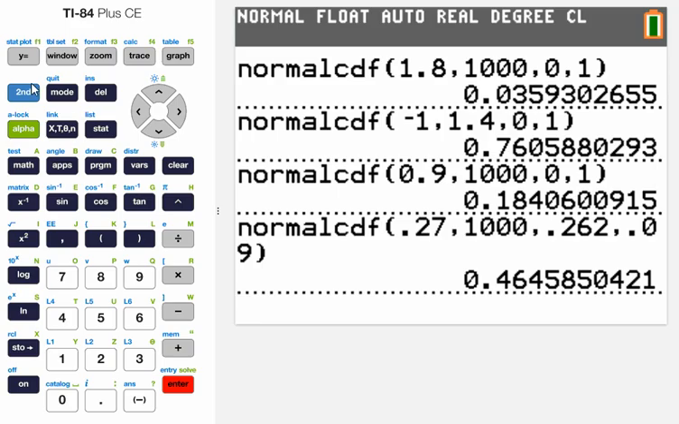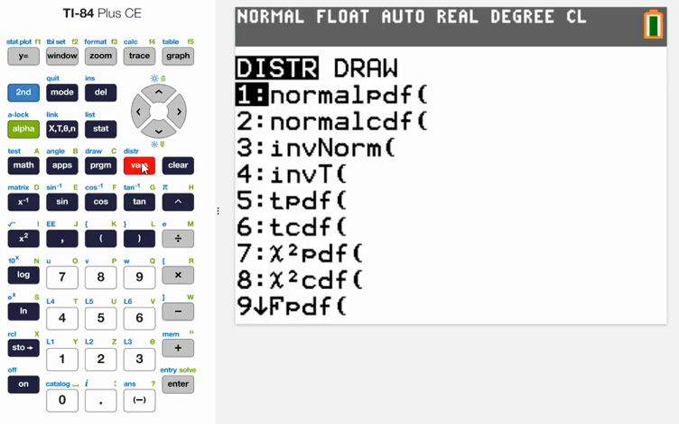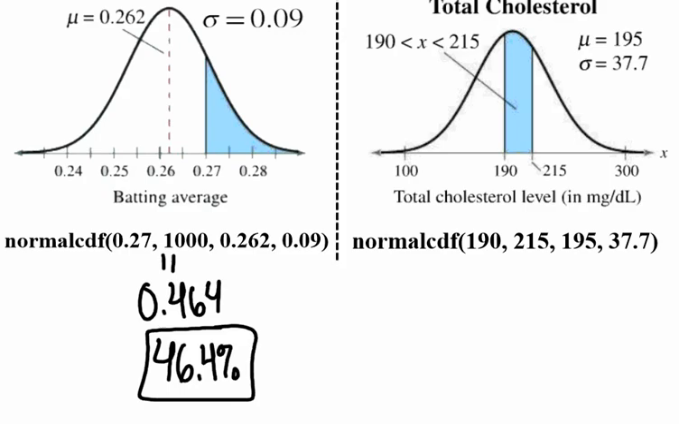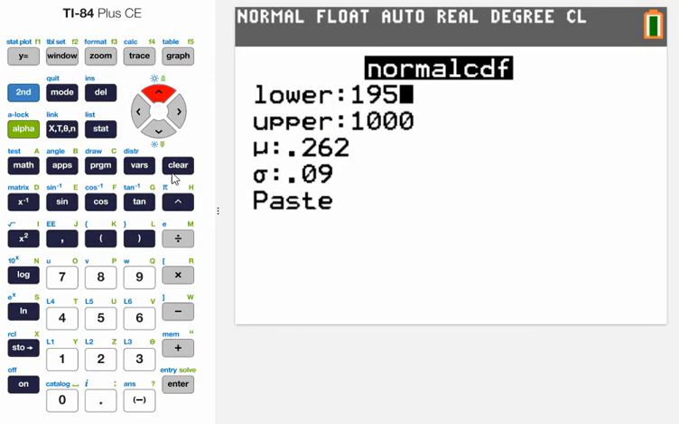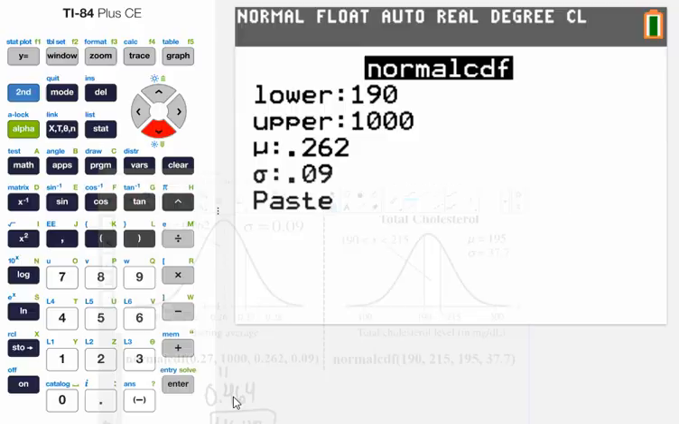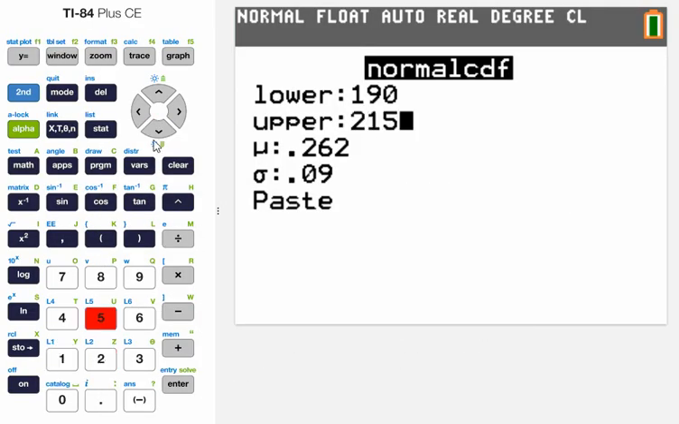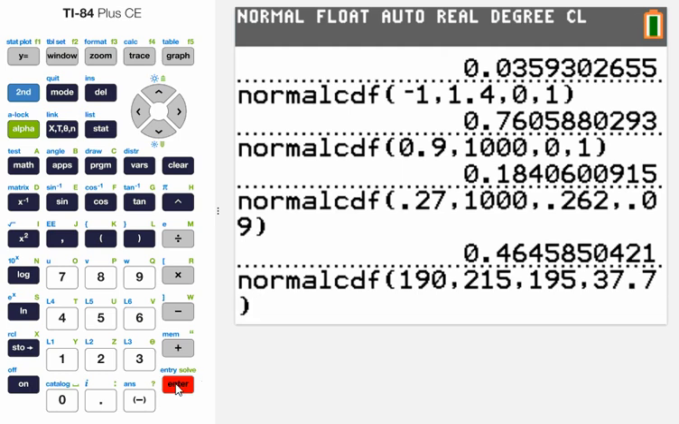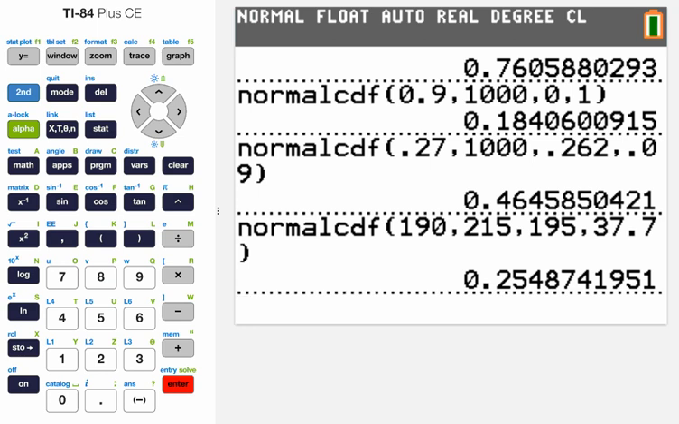So grab my calculator. Lower is 190. I keep doing the mean. Upper bound is 215. We want to be in between those two cholesterol levels. The average is 195, and standard deviation is 37.7. How many women would we expect to fall in that range? About 25%, 0.255.